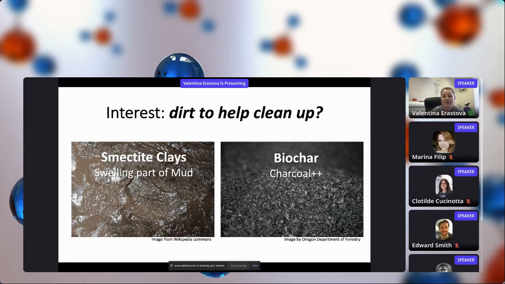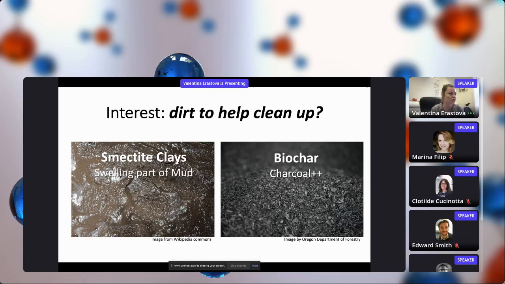It's a swelling part of mud that makes this mud slippery and expand whenever it rains. And the other one is biochar, which is becoming a very popular material nowadays. It's basically charcoal, extra, produced in specific conditions.